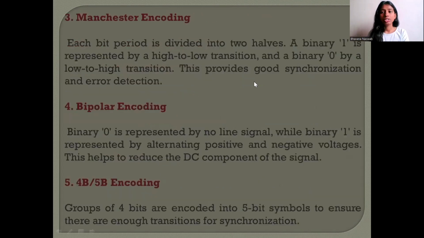The third is Manchester encoding. Each bit period is divided into two halves. A binary 1 is represented by a high to low transition, and a binary 0 by a low to high transition. This provides good synchronization and error detection. The fourth is bipolar encoding. Binary 0 is represented by no line signal while binary 1 is represented by alternating positive and negative voltages. This helps to reduce the DC component of the signal. The fifth is 4B/5B encoding. Groups of 4 bits are encoded into 5-bit symbols to ensure there are enough transitions for synchronization.